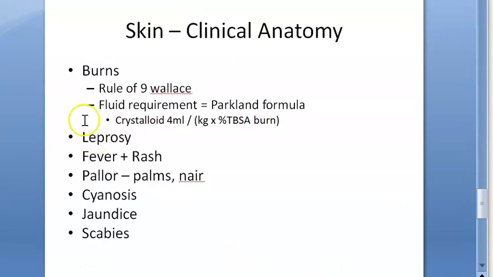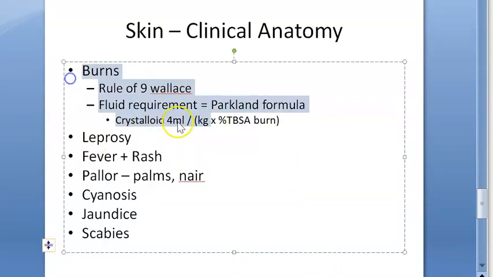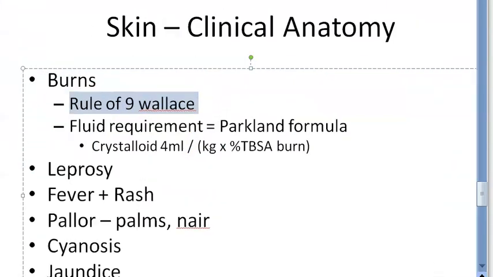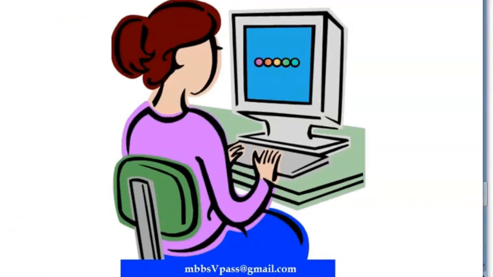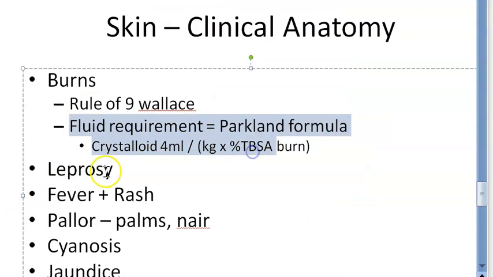Clinical anatomy. We saw that in burns they use the rule of 9 or the rule of Wallace to find out the total body surface area that is burnt. And based on this, you will calculate the fluid requirement. We have taken the example of the Parkland formula. There are many formulas anyways. You will give crystalloid 4 ml per kg body weight times the percentage of total body surface area burned. What you should remember here, this again has a lot of details under it as to what you will give in the first 8 hours, and within 24 hours how much you will give. There's a lot of calculation here which is not required, but at least remember that there's a Parkland formula.